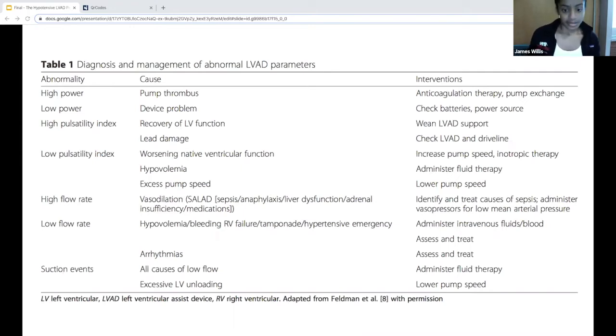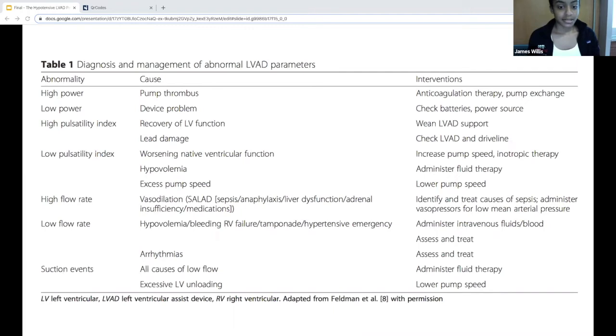Low pulsatility index: PI decreases with reduced blood volume and afterload. The patient's native heart function might be worsening, like an acute MI. So you want to increase the pump speed and/or give low doses of epinephrine or milrinone. Hypovolemia, so they might need fluids. Remember, these are heart failure patients, so don't go wild with fluids.